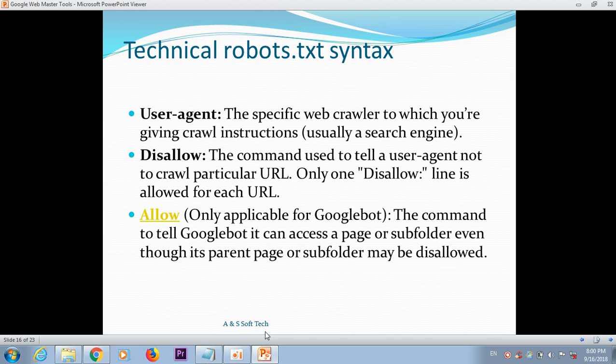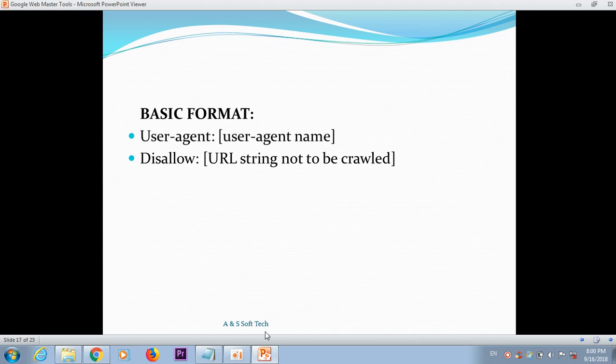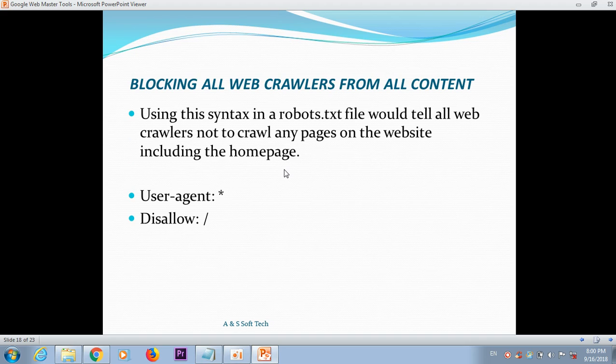Today I'm going to explain live how these commands are used. The basic format is user agent, with the user agent name first, and disallow, meaning the URL string that is not to be crawled. For example, blocking all the web crawlers from all the content: by using this syntax, you can block all the web crawlers and all the content. So how can you do it?